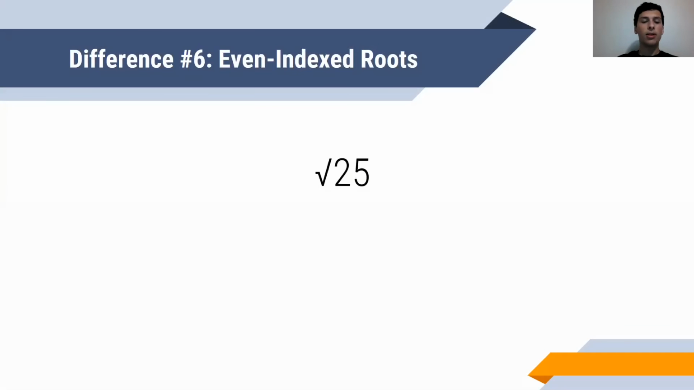The final difference between regular math and equations, at least the ones that are very important, is that even indexed roots are interpreted a little bit differently. So let's just look at the square root of 25. The square root of 25 wants us to find two numbers that are the exact same that multiply to get the radicand, which is the number in the root. And in this example, that's 25. So we need two numbers that are the same that multiply to get 25. So one is 5. Two 5s multiplied to each other get 25, and they're the same number.